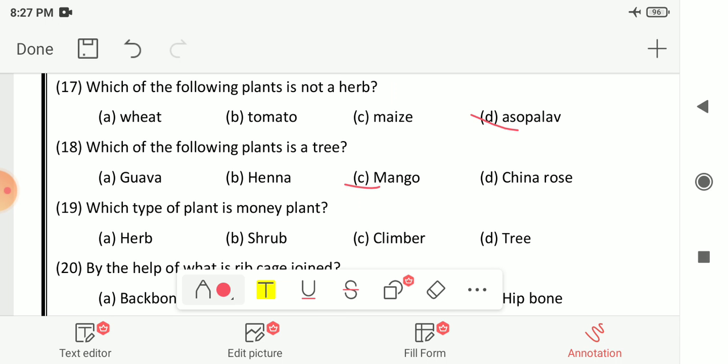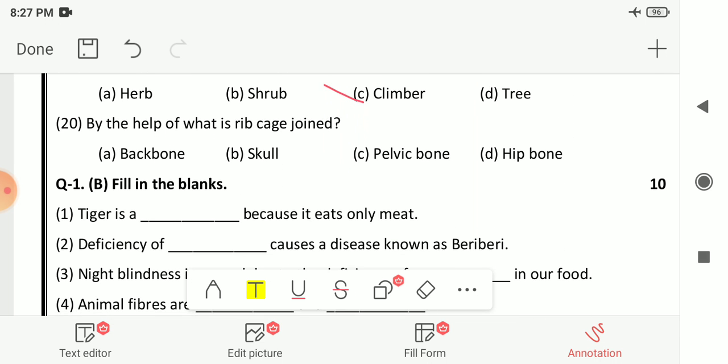Next 19th number. Which type of plant is money plant? The options are herb, shrub, climber, or tree. So here your answer is option C, that is climber. Money plant is a climber who needs supports to maintain the balance.